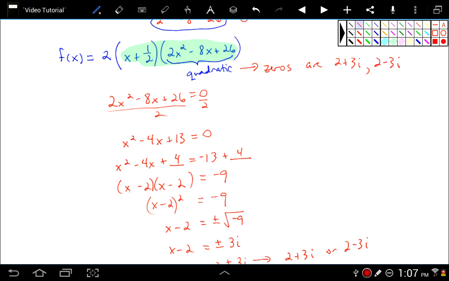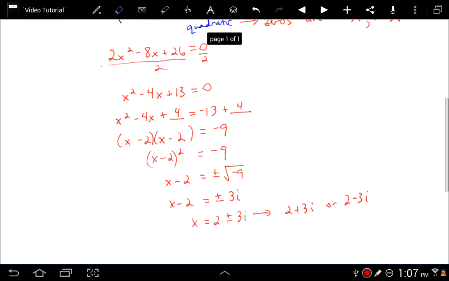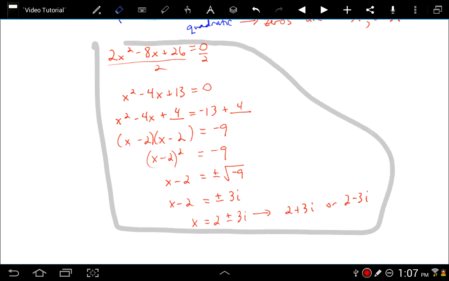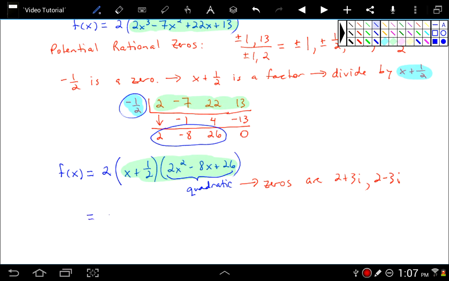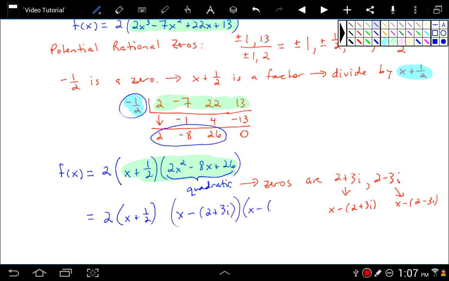Okay? So let me erase this work down here that I used to figure that out, just because we're running out of room. So now I have 2 times x plus 1/2, and 2 plus 3i gives us a factor of x minus that, and this gives us a factor of x minus that as well. So I simply have x minus (2 plus 3i) as one of my factors times x minus the other, (2 minus 3i).